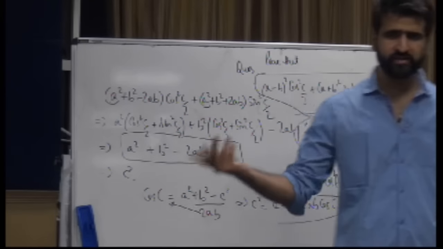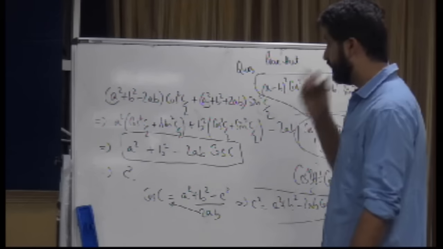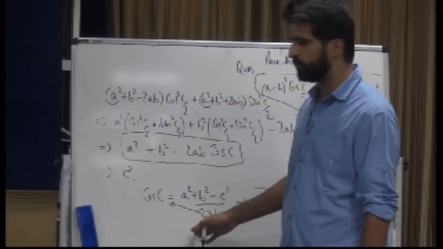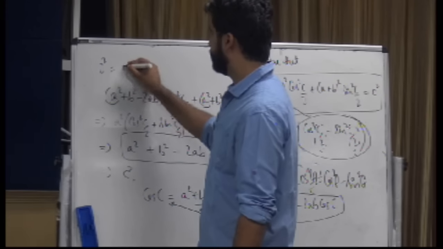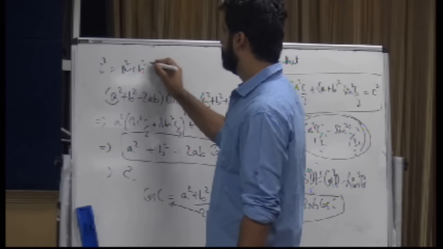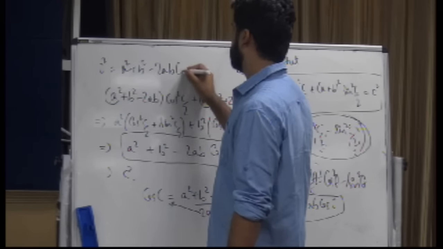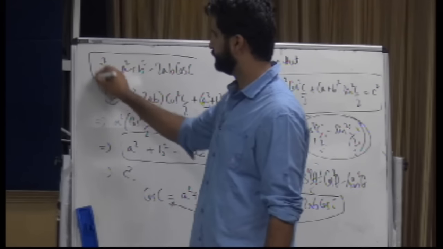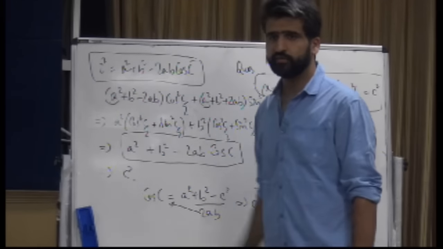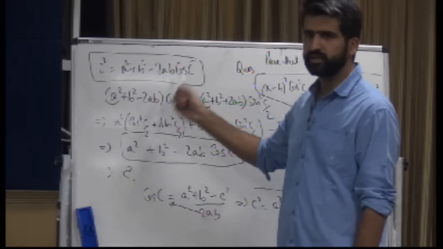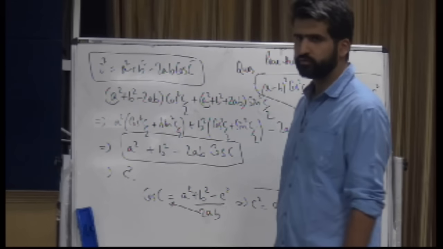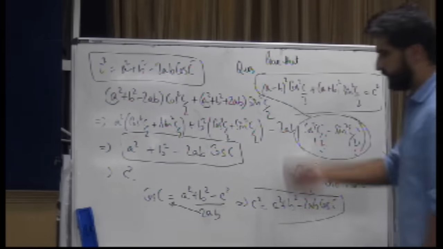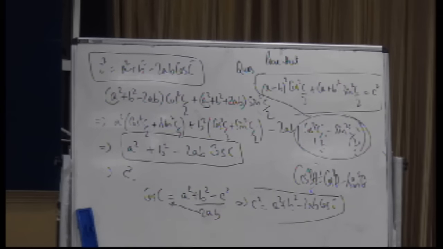So there are two ways of remembering the cosine formula. First one is by remembering this formula, or you can remember this thing, that the side square is equal to a square plus b square minus 2ab cos c. Similarly, a square will be equal to b square plus c square minus 2bc cos a. Okay, and so on. Understood? Okay. Try the next question.